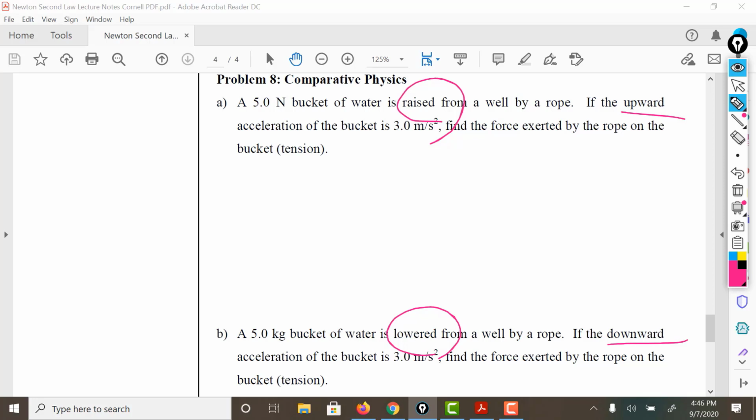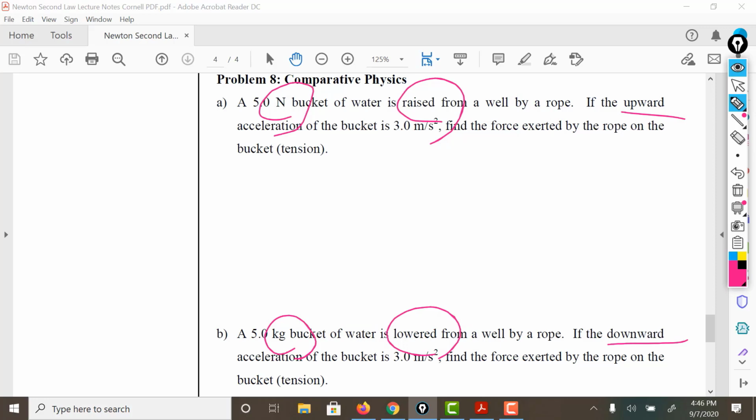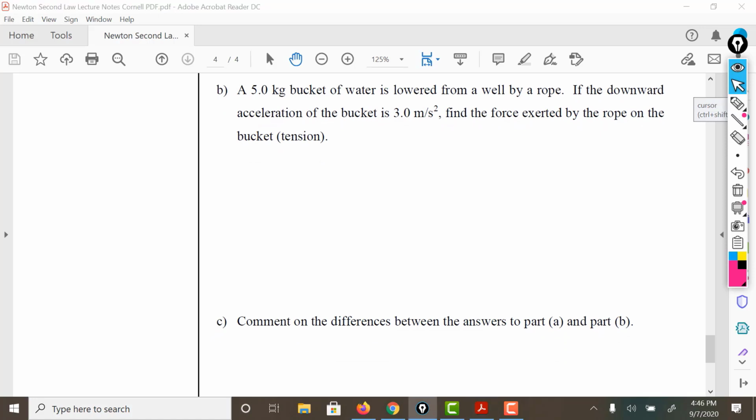Oh, did you catch this? I hope you did. Exactly. One of these is a weight, the other one's a mass. So we gotta be a little careful there. Okay, let's do this. Part B. We identified this as a mass. This is acceleration.